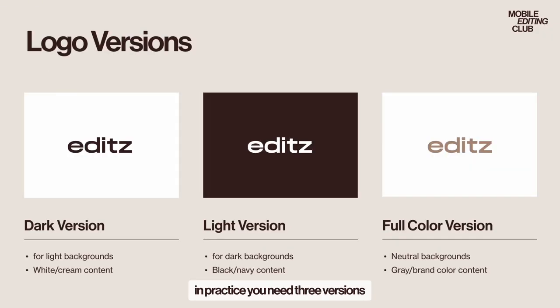In practice, you need 3 versions: a dark PNG for light backgrounds, a white version for dark backgrounds, and your full color version, if applicable, for neutral backgrounds. Make sure all 3 versions are saved as PNGs with transparent backgrounds. Nothing looks more unprofessional than a logo with a white box around it sitting on top of your carefully designed content.